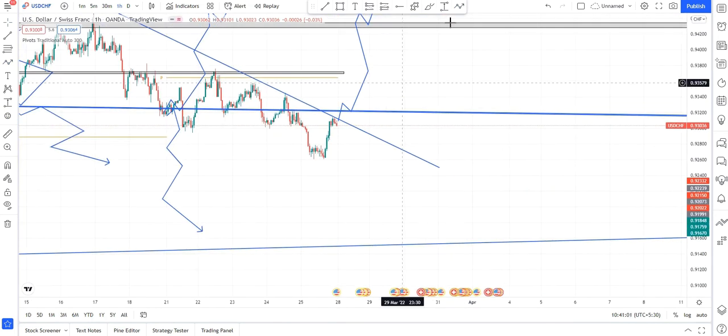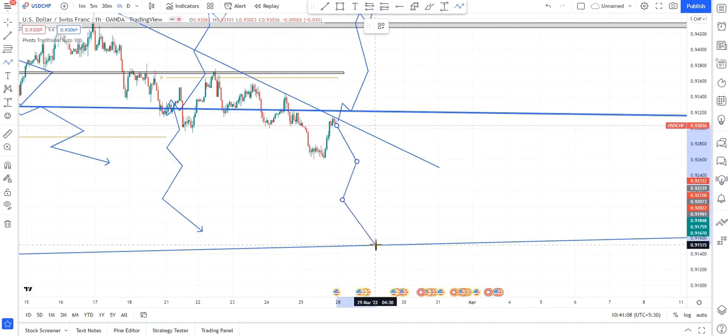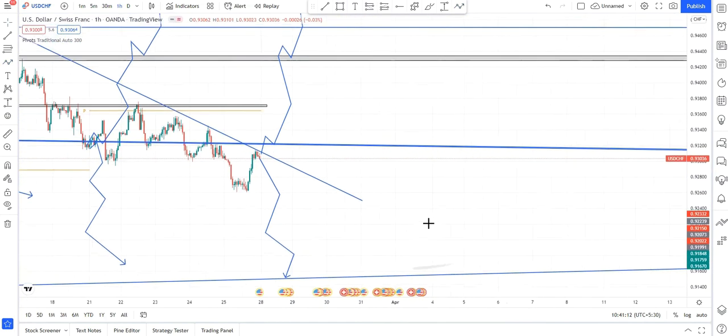If it continues taking resistance, then we can expect that our first target will be this, second target, third target will be somewhere here, and fourth target. These are the four targets in downside too.